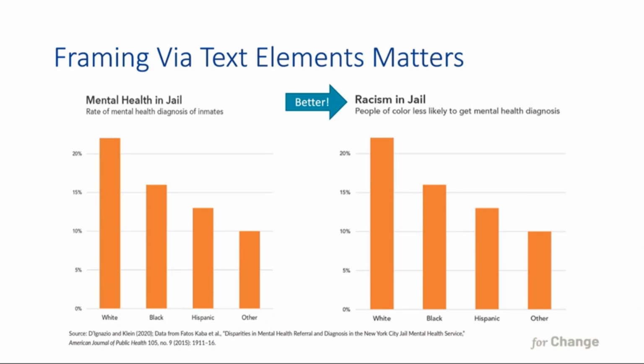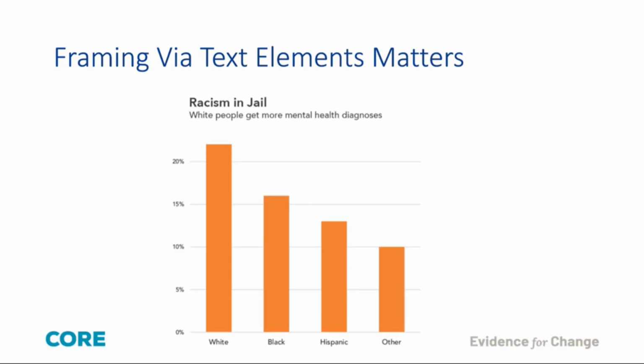And you could stop here with this right-hand one. It says racism in jail, people of color less likely to get mental health diagnoses. But if you skip ahead one more slide, this one is racism in jail. It has the same title, but the subtitle, white people get more mental health diagnoses, tells an even bigger story, and it continues to bring you along on that journey.